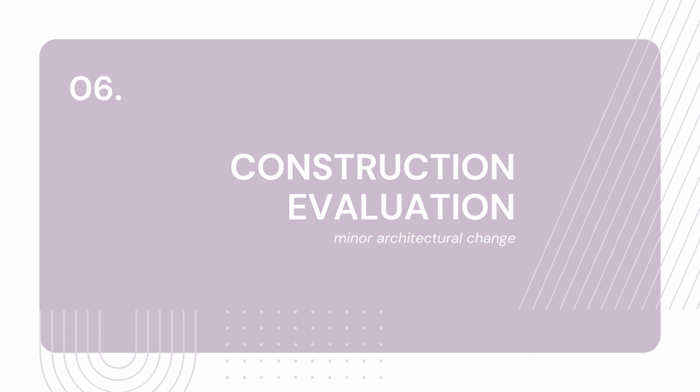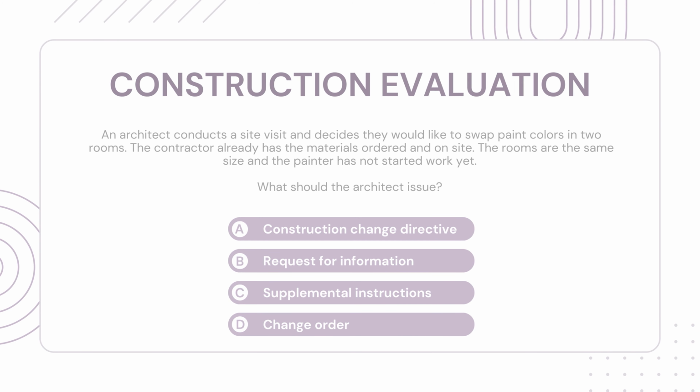For construction evaluation, our question is, an architect conducts a site visit and decides they would like to swap paint colors in 2 rooms. The contractor already has the materials ordered and on site. The rooms are the same size and the painter has not started work yet. What should the architect issue? Construction change directive, request for information, supplemental instructions, change order. Feel free to pause here to answer. The correct answer is supplemental instructions.